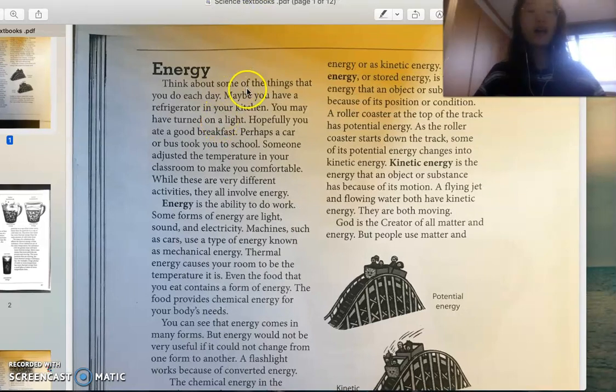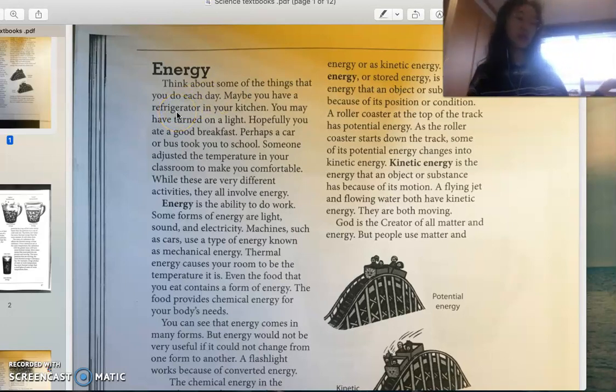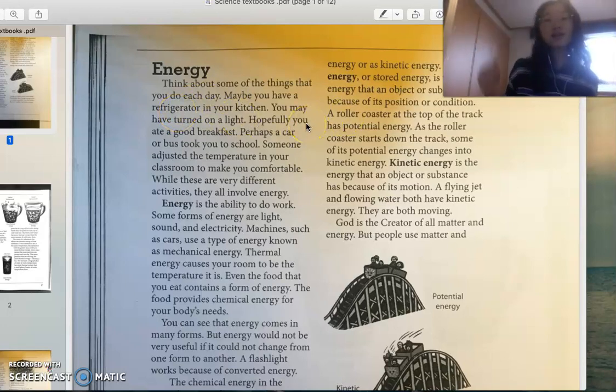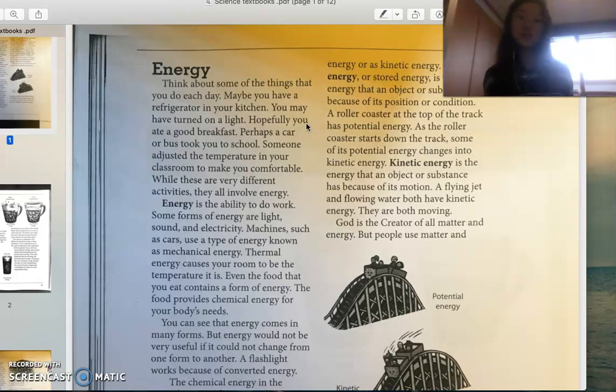Energy. Think about some of the things that you do each day. Maybe you have a refrigerator in your kitchen. You may have turned on the light. Hopefully you ate a good breakfast. Perhaps a car or bus took you to school. Someone adjusted the temperature in your classroom or in your room to make you comfortable. While these are very different activities, they all involve energy.